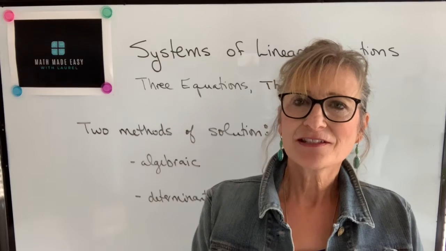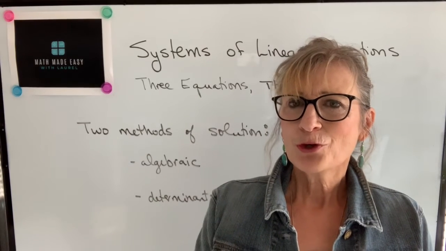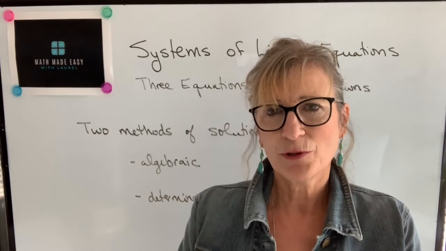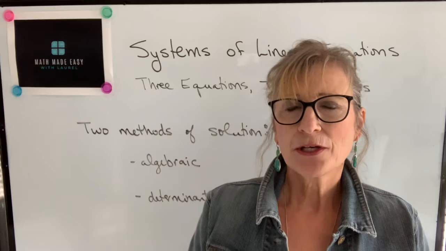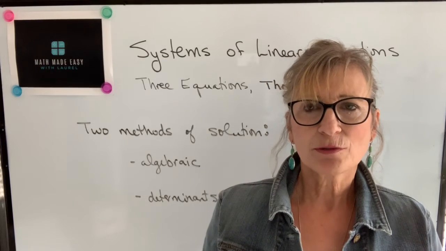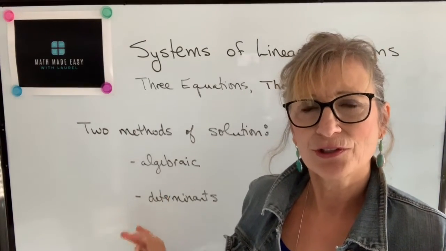So when we have a system of three equations in three unknowns, the amount of work that we have to do is substantially more than when we have two equations, two unknowns. There are two ways that we can solve. In this video, I'm going to talk about the algebraic method, and in the next video, I'll talk about how you can use determinants.